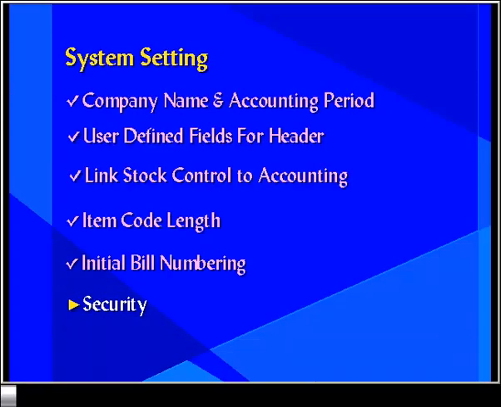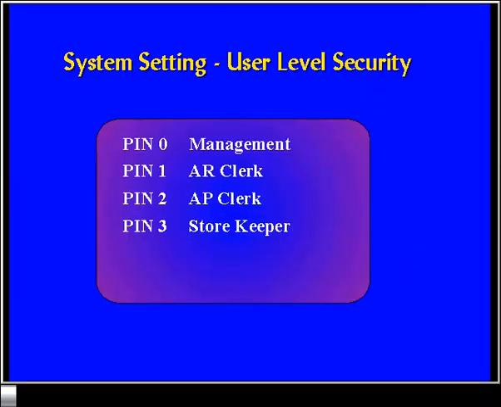Next, we'll look at security. In UBS, there are two levels of security. There's a user level security and there's also the application level security. We'll look at the user level security first. Within the user level security, there are 4 levels.